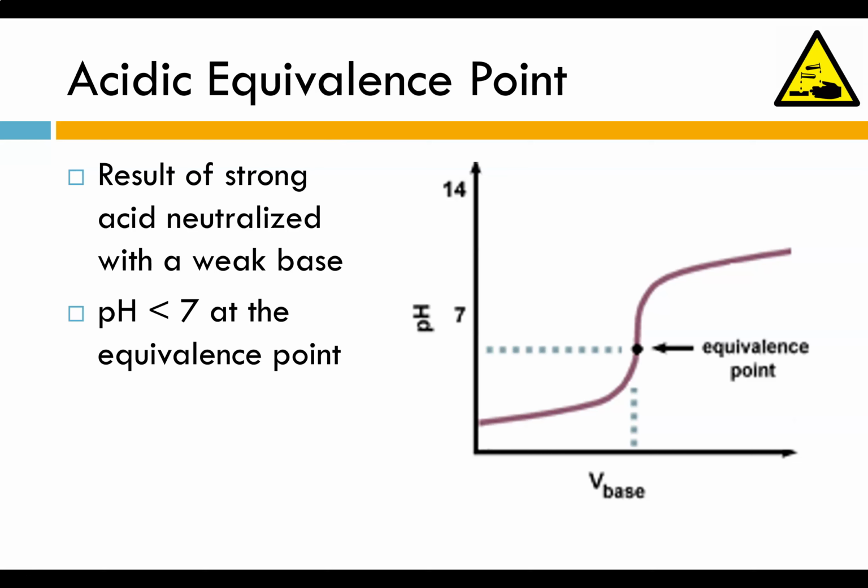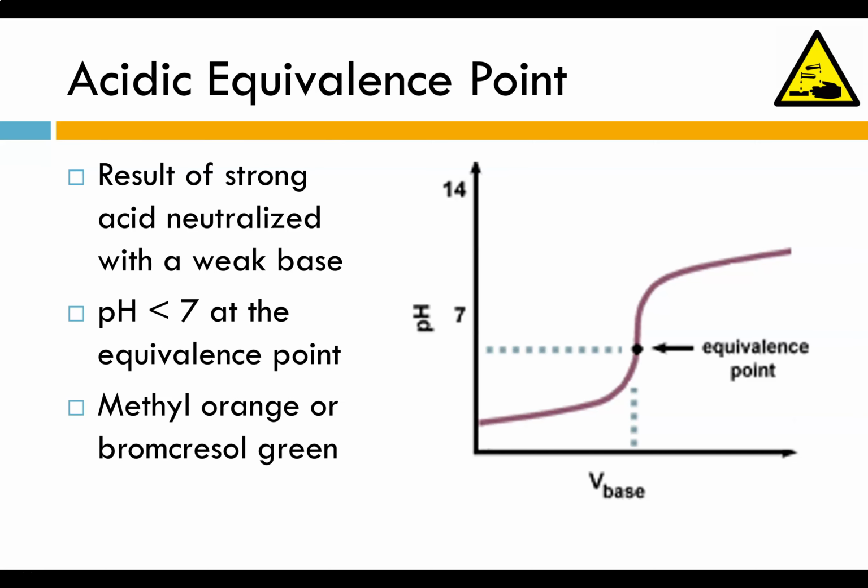If you look at table M, 2 indicators could be used in this type of titration. What are they? Hopefully you're thinking methyl orange and bromcresol green. Both of them change colors in an acidic pH range: 3.1 to 4.4 for methyl orange, 3.8 to 5.4 for bromcresol green.